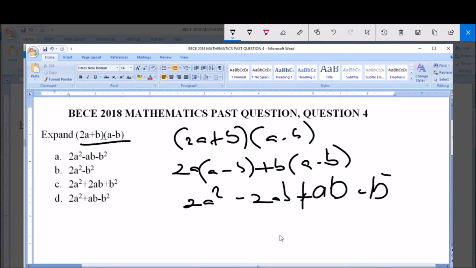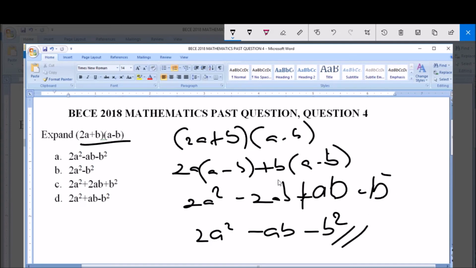Now let's look at this and collect like terms. Here we have 2a². Now we have minus 2ab plus ab. You see that these are like terms, and here we have minus 2 and here we have plus 1. Minus 2 plus 1 will give us minus 1. So that is minus ab. Then minus b². So this is the expansion of (2a + b)(a - b).